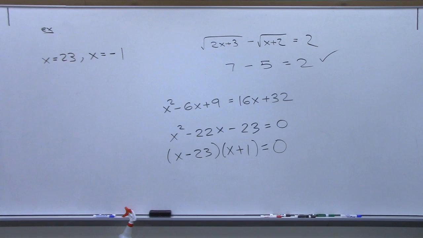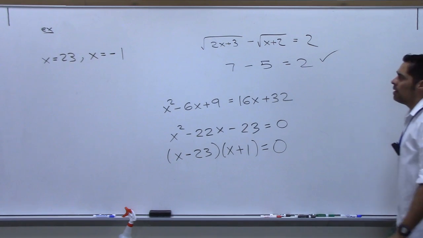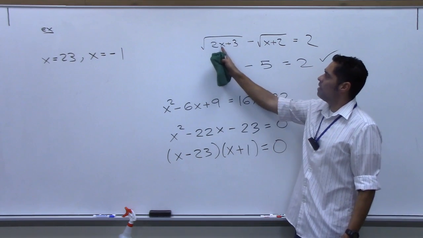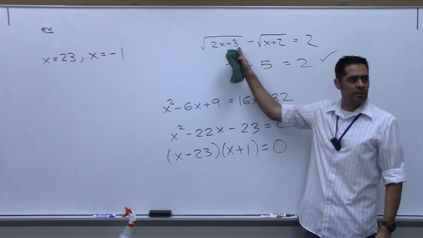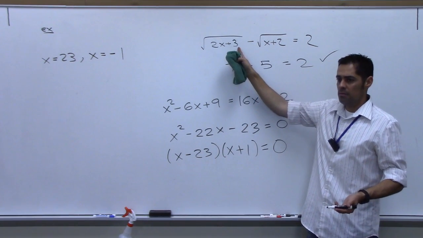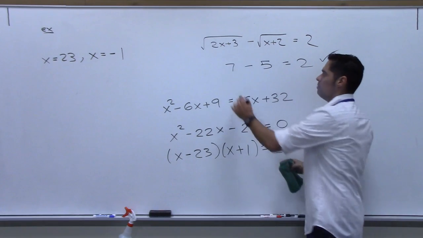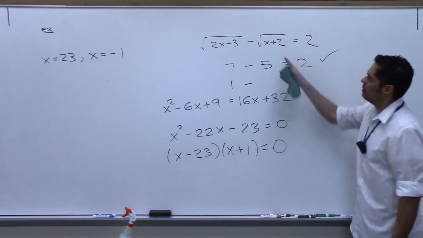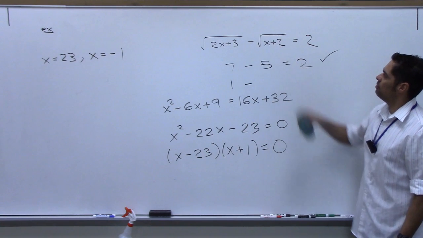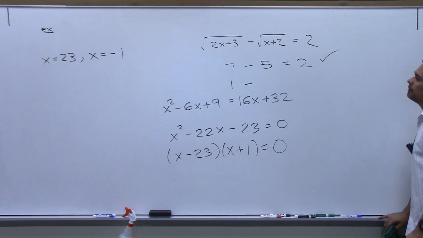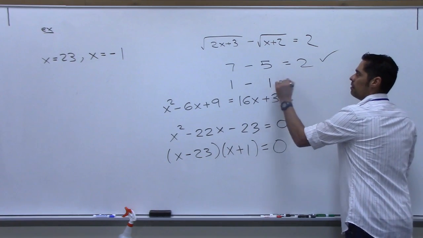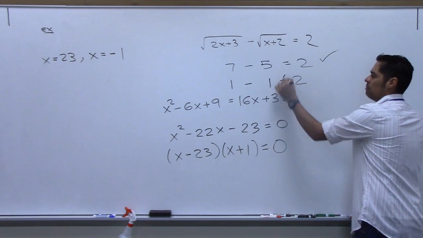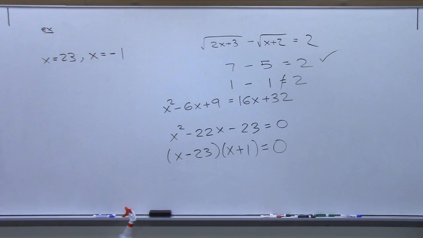Yes, it worked. And then plug in negative 1. 2 times negative 1 is negative 2 plus 3 is 1. Square root of 1, 1. Minus negative 1 plus 2, 1. Right? Square root of 1, 1. Equals 2? No, that's not. So one of them doesn't work.